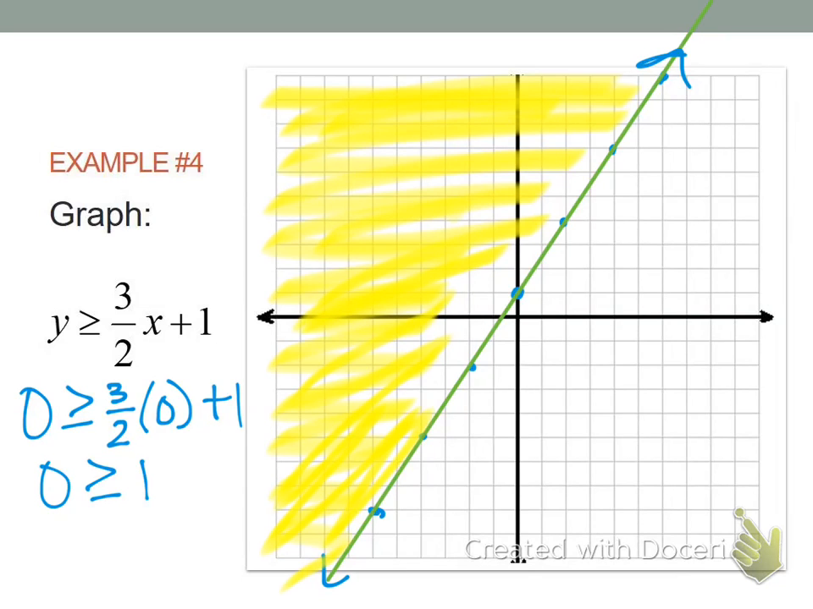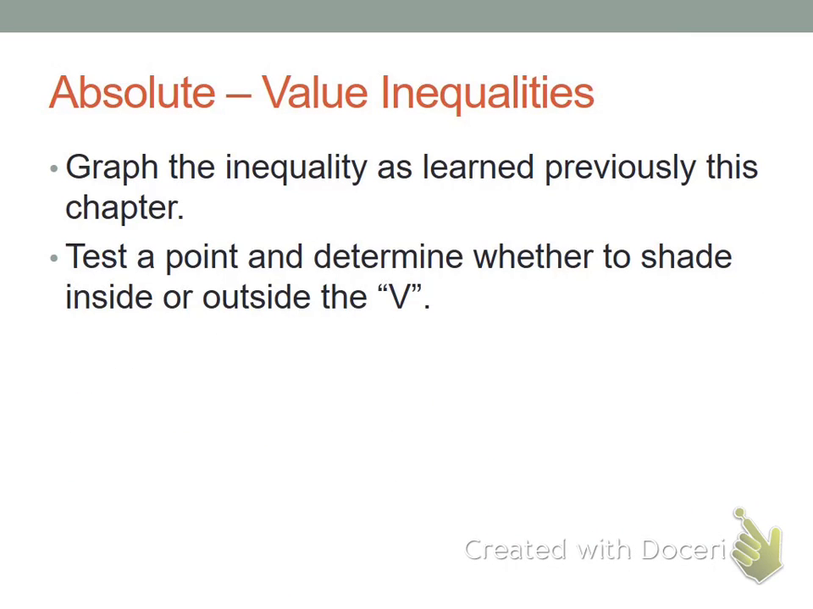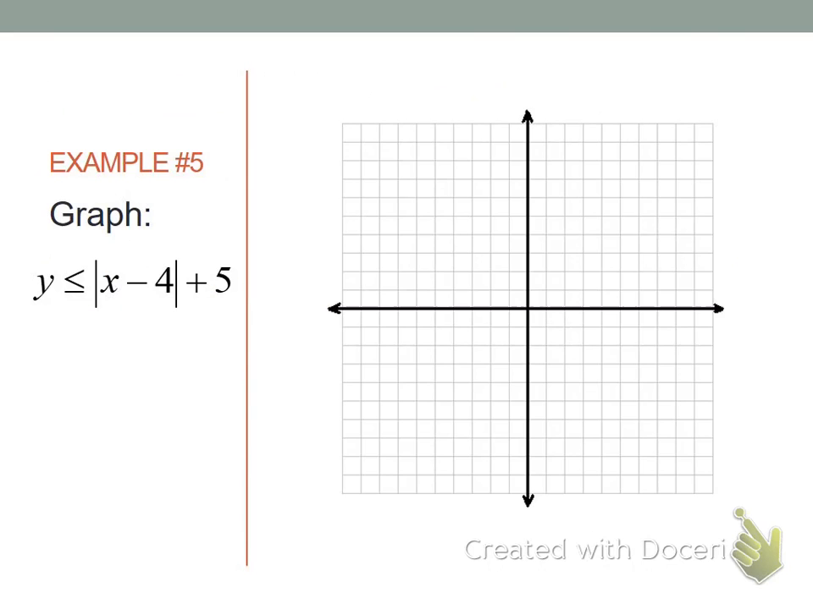Okay, so we have successfully graphed a few different linear inequalities. Now, time to go on to absolute value inequalities. For absolute value inequalities, we are going to graph the inequality as previously learned. So basically we're doing the same thing, graphing a boundary line, and then we have to decide if we are going to shade inside or outside of the V. So this is very similar to what we were doing just now, but it's with absolute values instead. Here we go. Let's do some examples.